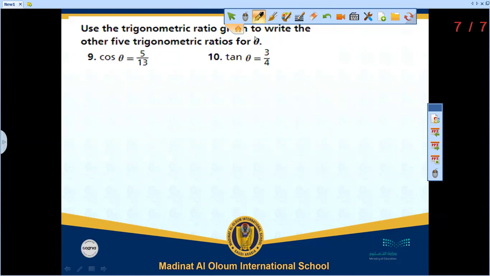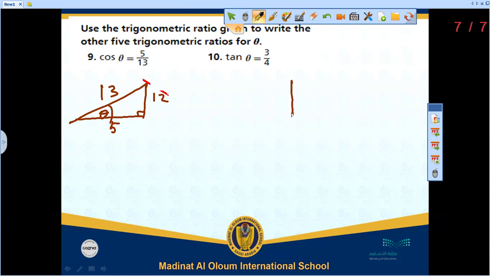Use the trig ratio given to write the 5 trig functions. If cosine is given, guys, I can make a triangle. For theta, cosine is adjacent over hypotenuse. This is 5 and the hypotenuse is 13. I need the opposite, 12. You can get sine, cosine, tan, and so on.